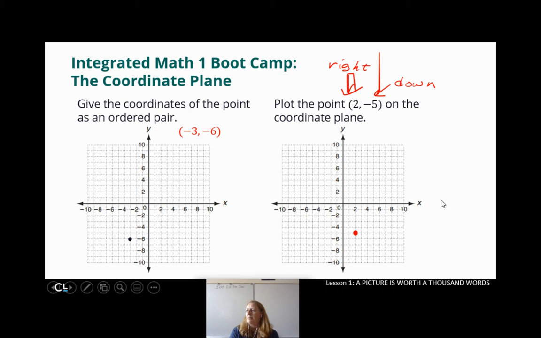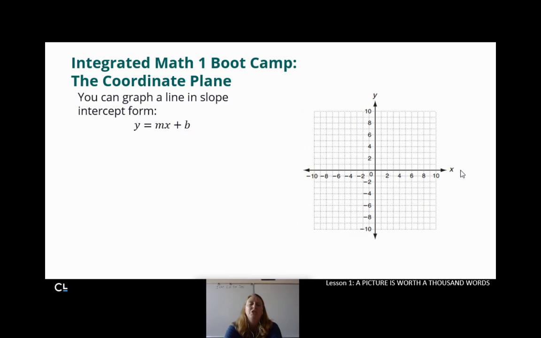There it is. Make my lovely little point. Yay, you plotted your point. Good job. Now, this isn't new. You've done this before. There's no surprises here. So let's kick this up a notch.